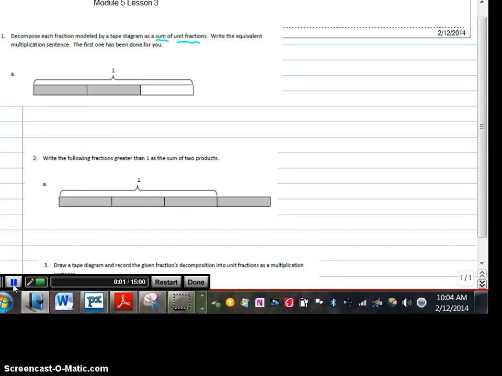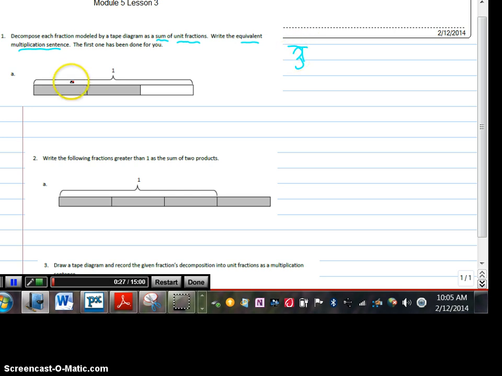We're going to decompose each fraction modeled by a tape diagram as a sum of unit fractions. Then we need to write an equivalent multiplication sentence. This first one we're going to do together. My first step is always to decide how many units are in one whole. I can see in this one whole there are 1, 2, 3 units. So my denominator needs to be 3.